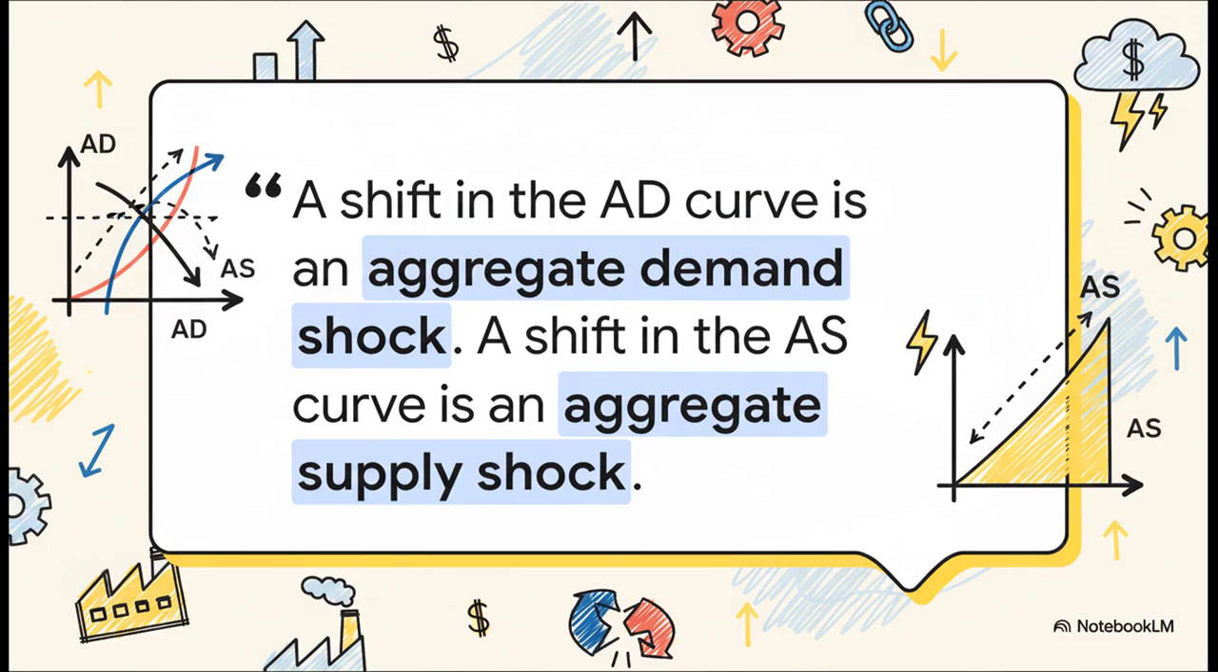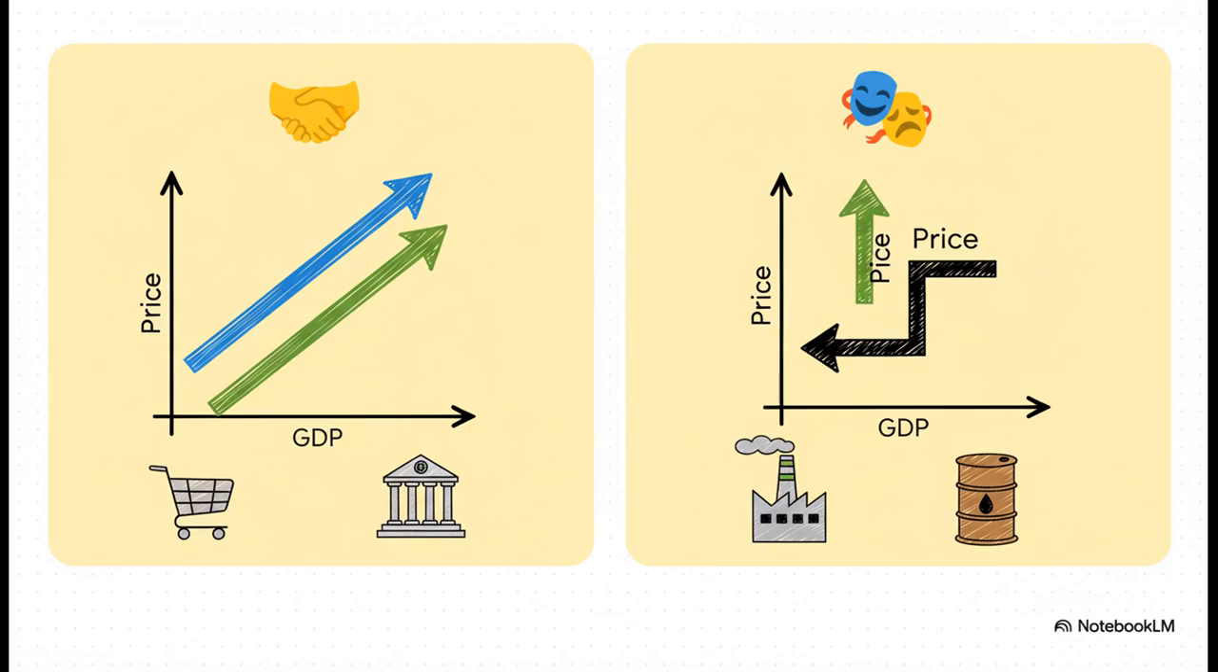But let's be real. The economy never just sits still in that sweet spot for very long, does it? Things happen. Big events that cause one of these entire curves to shift are called shocks. And it's these shocks that violently knock the economy out of its equilibrium and cause all the real-world changes we feel in our wallets.